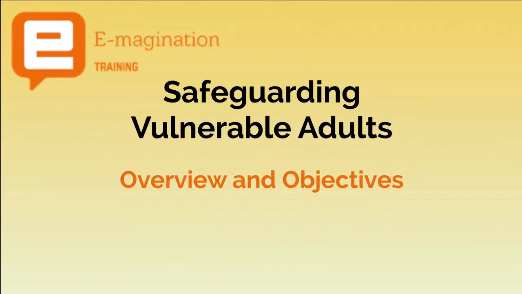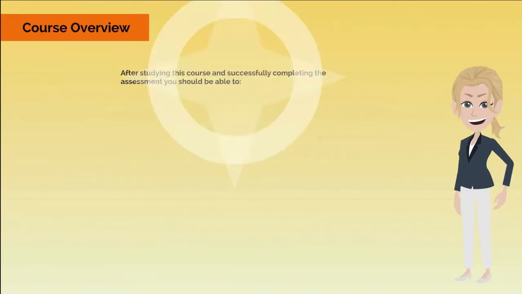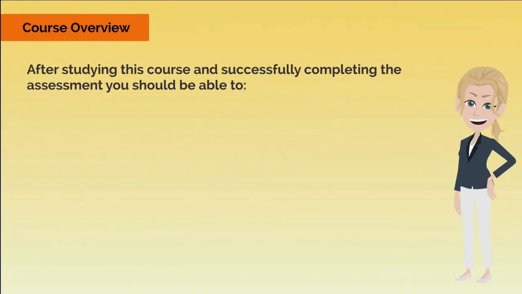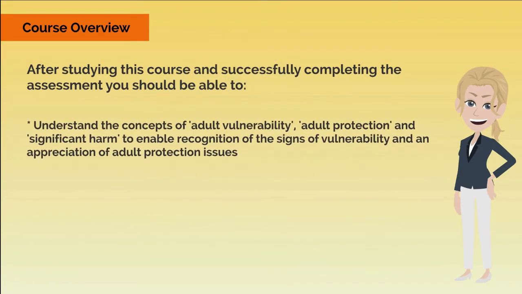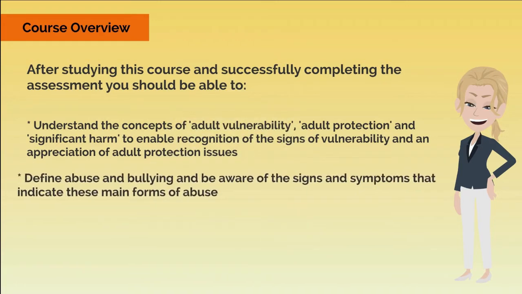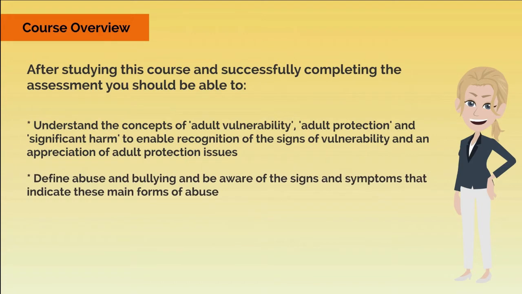Safeguarding vulnerable adults. Let us look at the course overview and objectives. After studying this course and successfully completing the assessment, you should be able to understand the concepts of adult vulnerability, adult protection, and significant harm to enable recognition of the signs of vulnerability and an appreciation of adult protection issues.